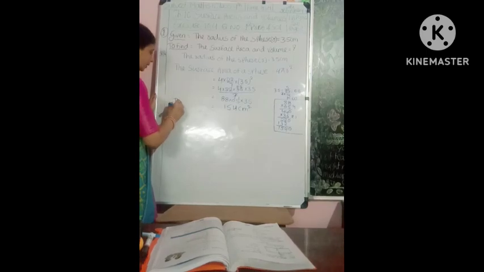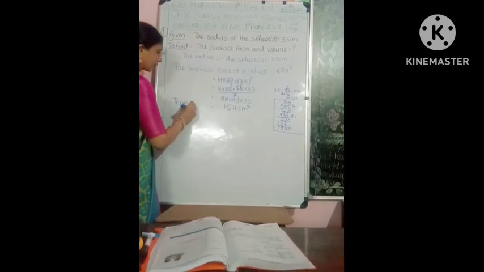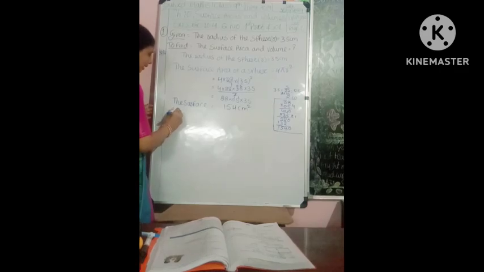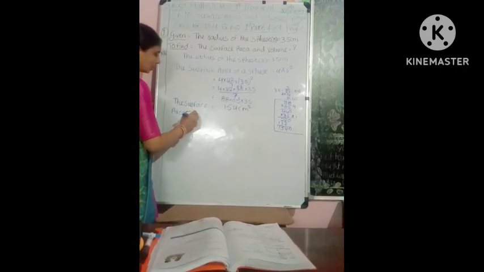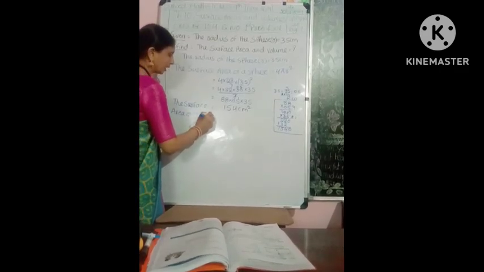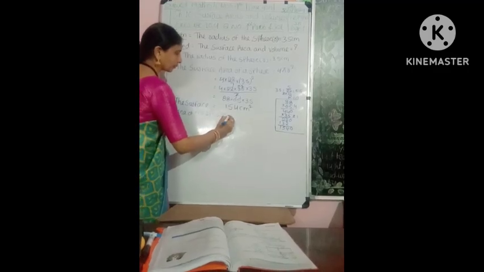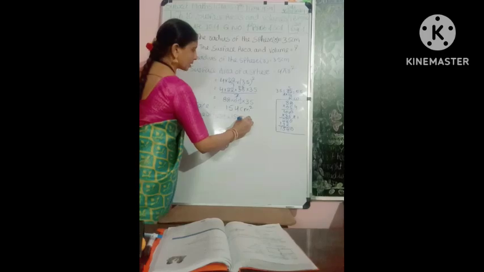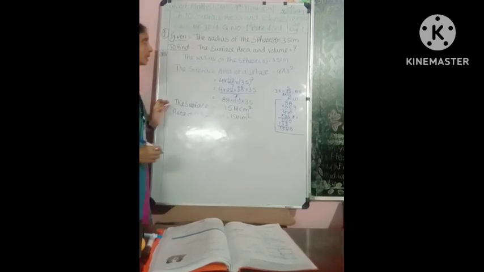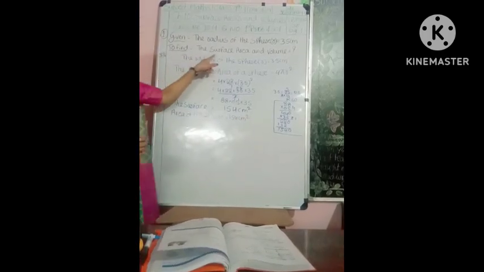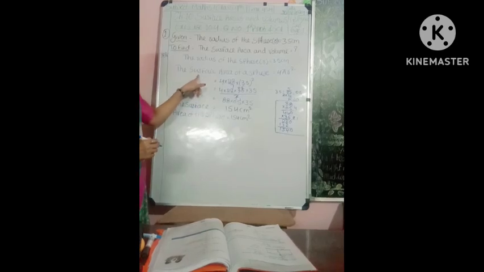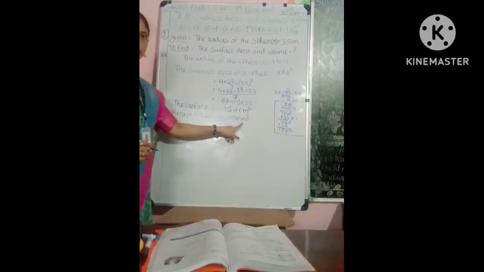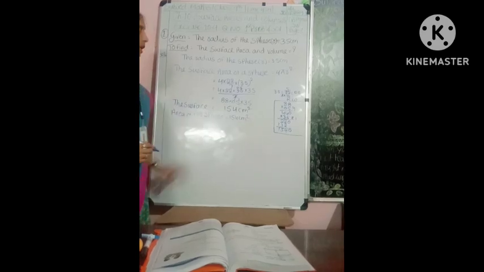Therefore, the surface area of the sphere equals 154 centimeter square. This is the first part. The solution is over. With the radius given, you can find the surface area. The value you got is 154 centimeter square.